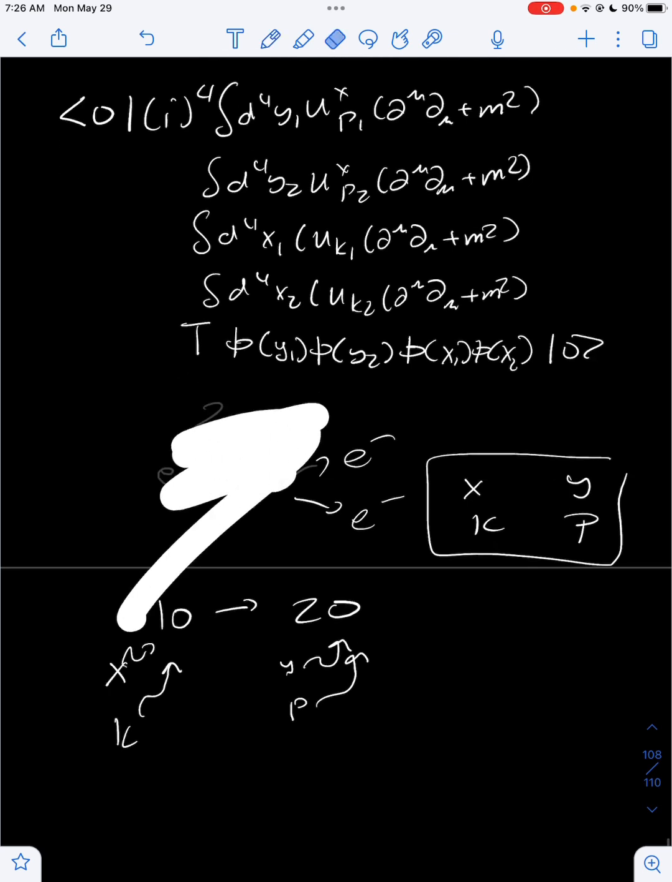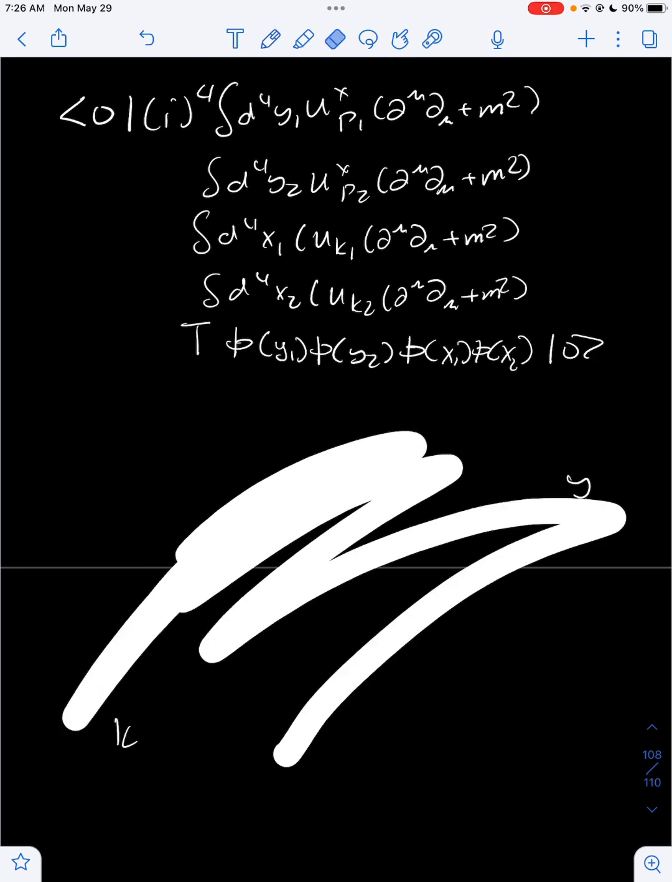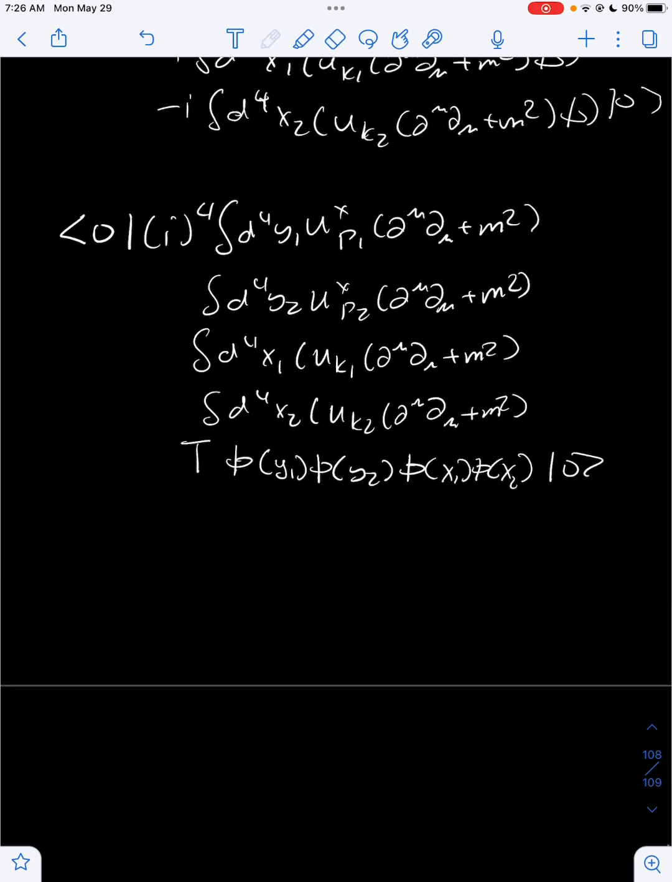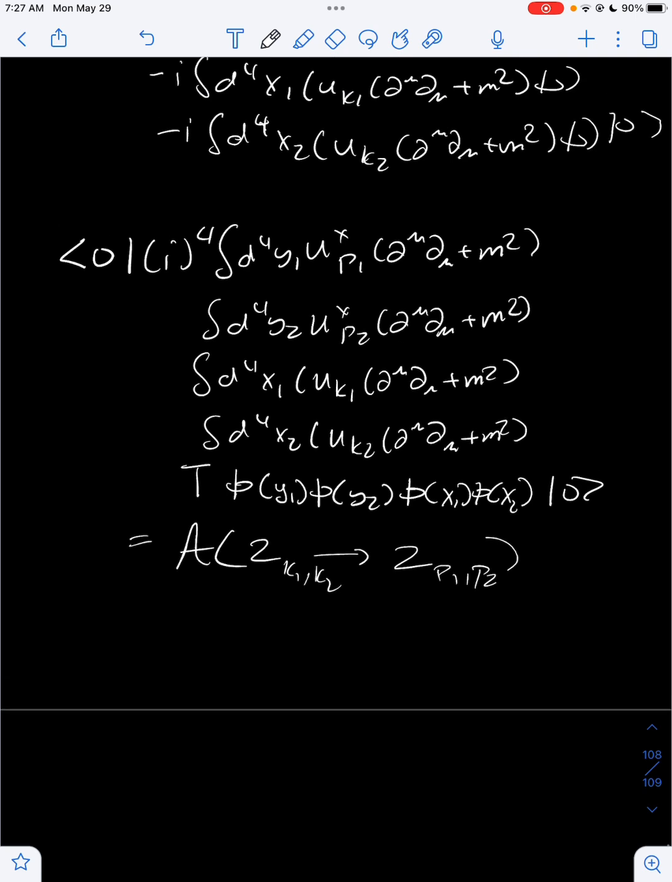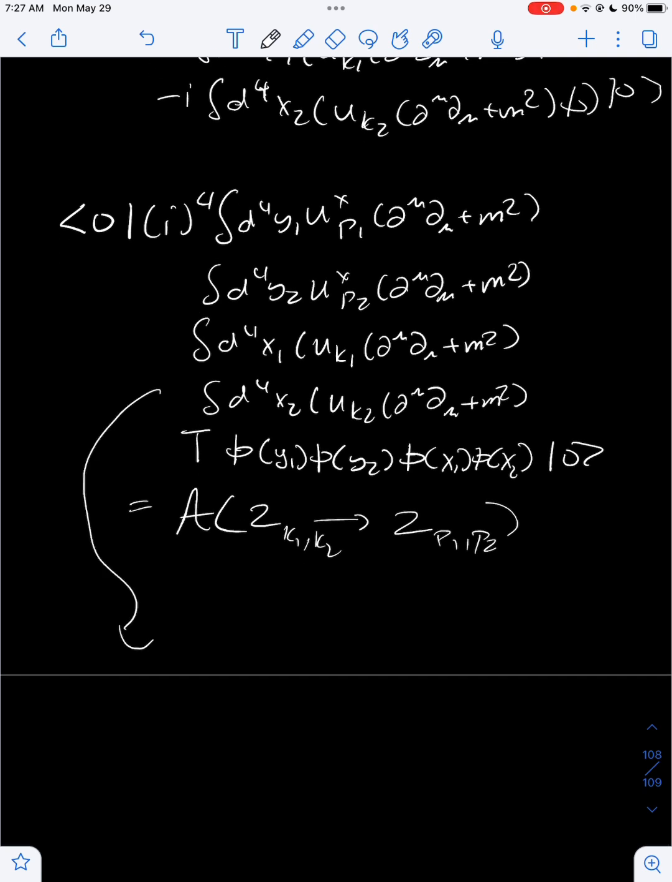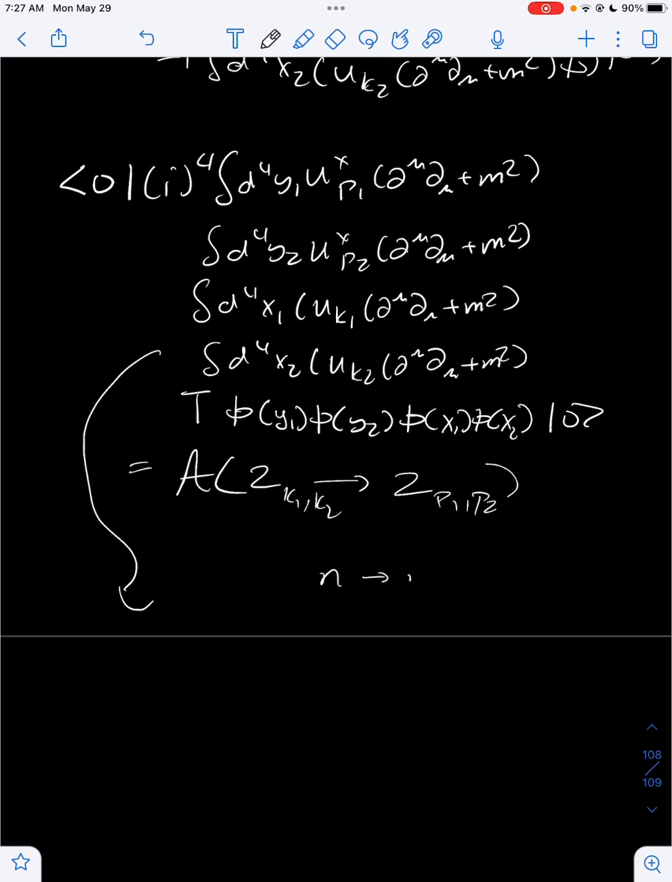And this formula gives us the probability amplitude that two particles come in with momentum k1 and k2, and the same particles leave with momentum p1 and p2. And we can actually generalize this to any number of particles, like n go in and m go out.